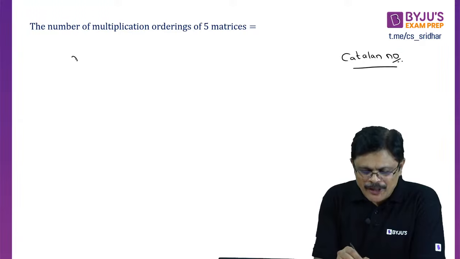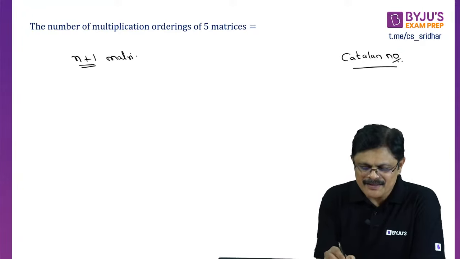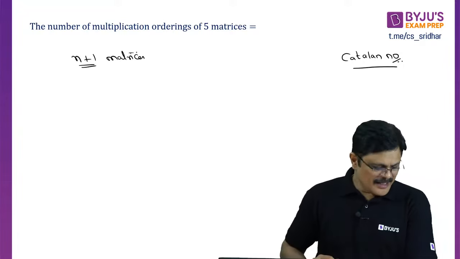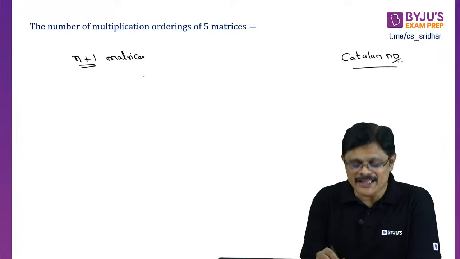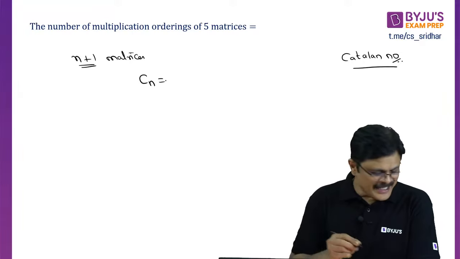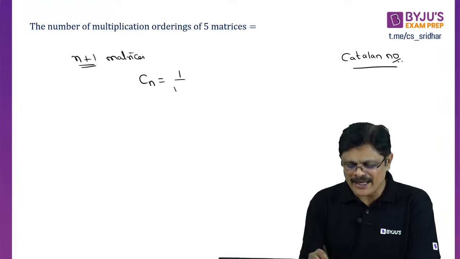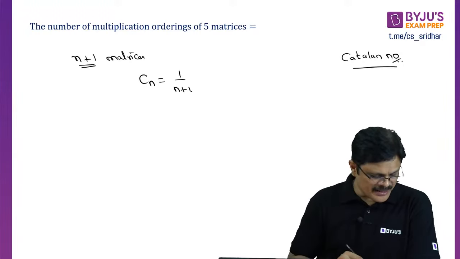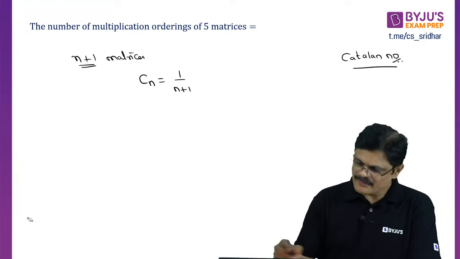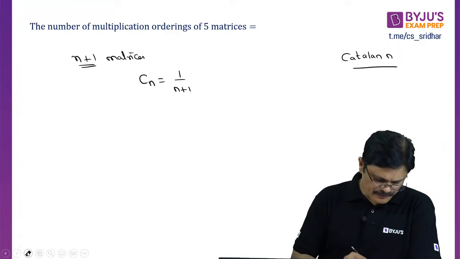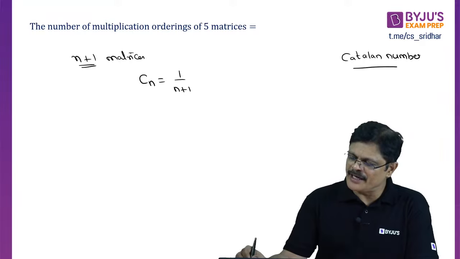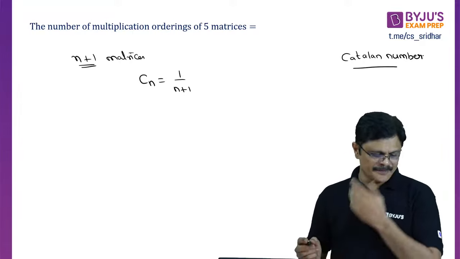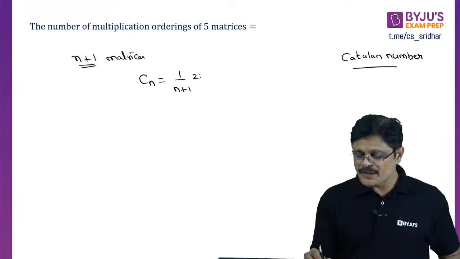See my dear friends, whenever you are having n+1 matrices, the number of matrix multiplication orderings is given by the formula Cn, which is the Catalan number. 1 by n+1 times 2n choose n. Let me write the full detailed version of that. Catalan number: 1 by n+1, 2nCn.